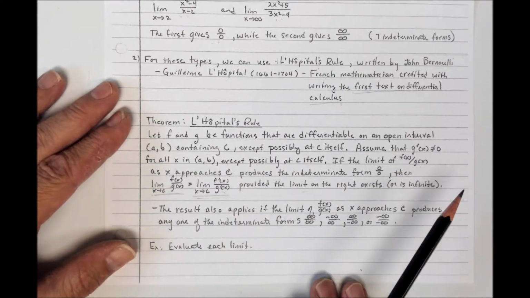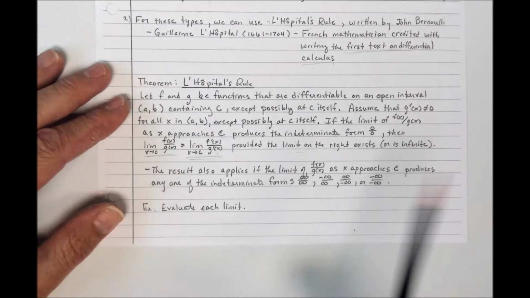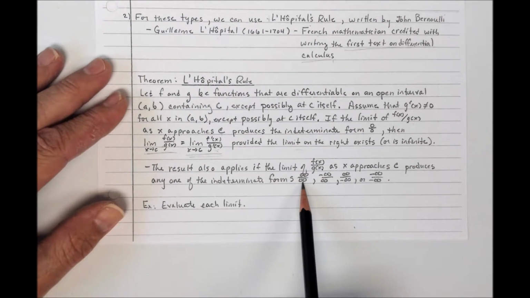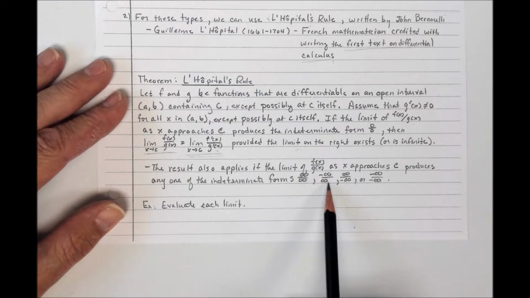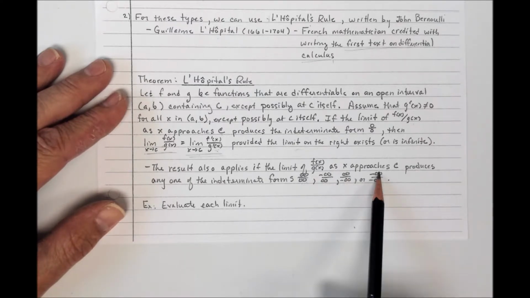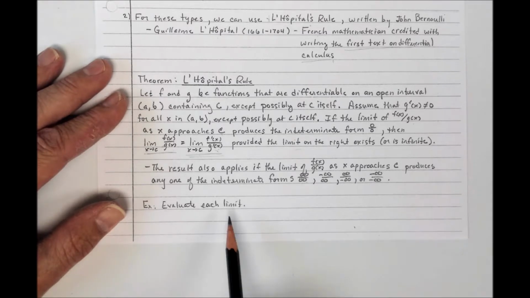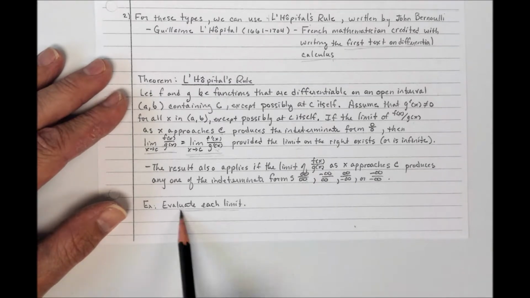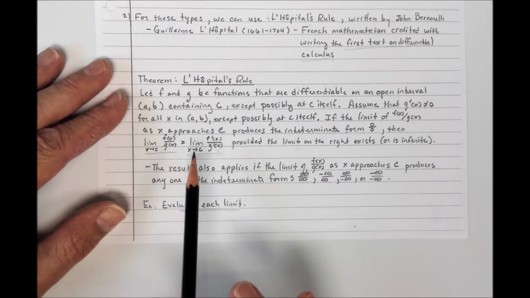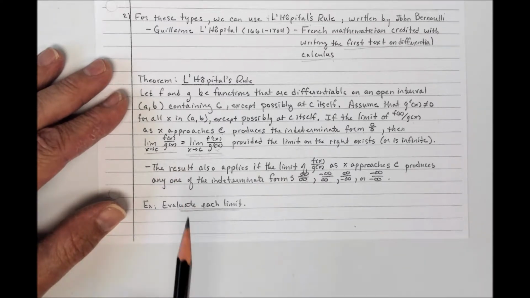And as I mentioned before, this works whether it's 0 over 0 or infinity over infinity. Now, infinity over infinity can be positive infinity over positive infinity, negative over positive, positive over negative, negative over negative. They all still work. So we're going to try some examples where we're going to evaluate some limits using L'Hopital's. But remember, you can only use L'Hopital's if you get one of these indeterminate forms.